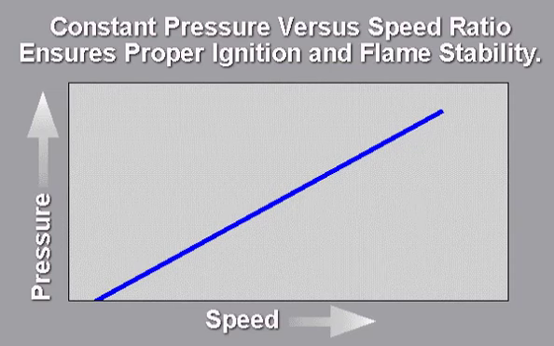The ratio functions of the stop-speed ratio valve provide a regulated inlet pressure for the gas control valve relative to turbine speed. This ensures proper ignition and flame stability across the entire operation range of the unit.